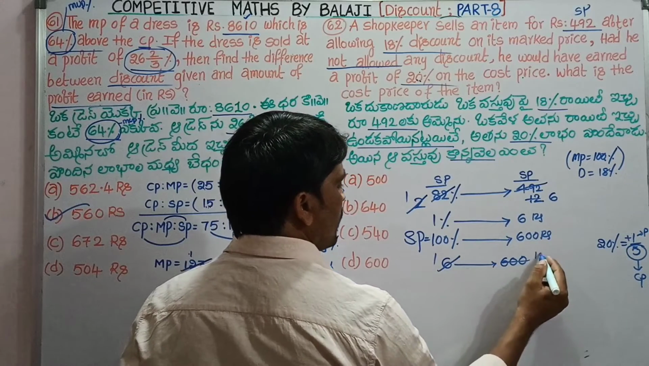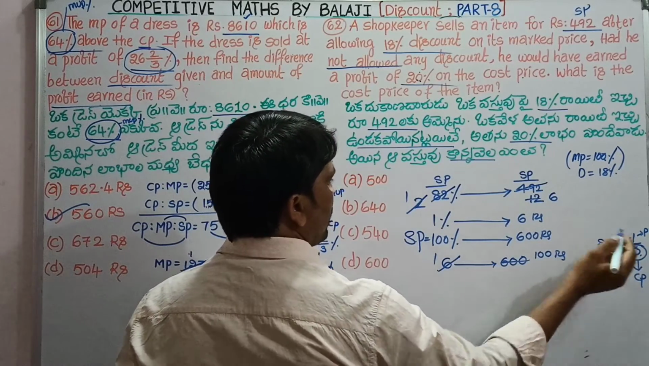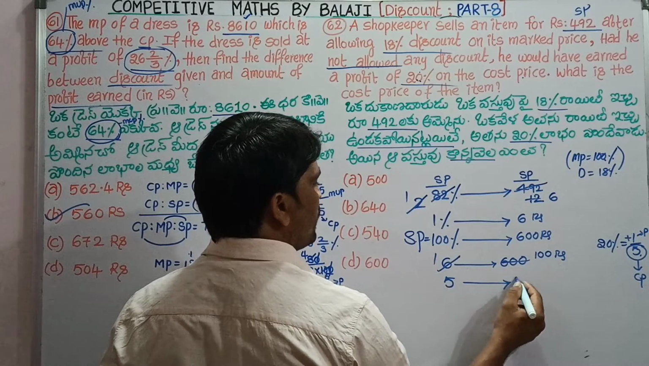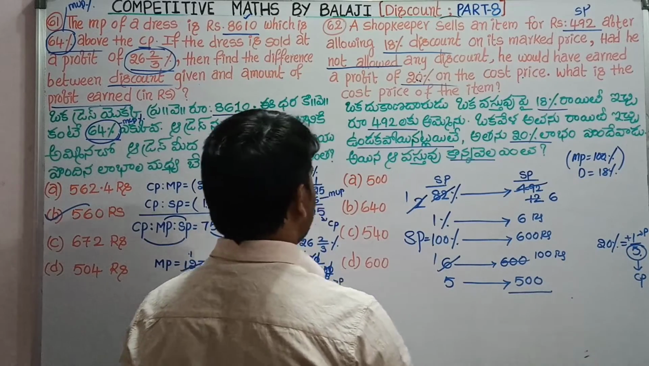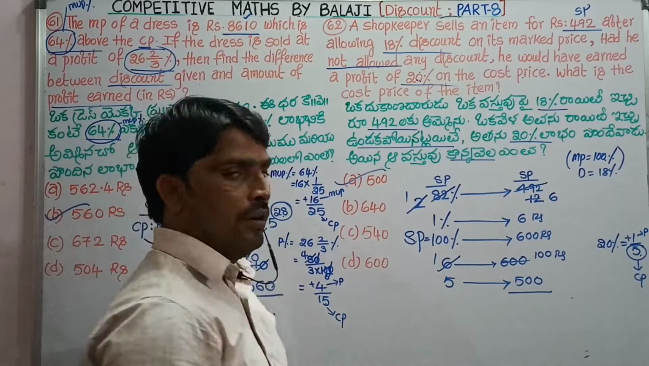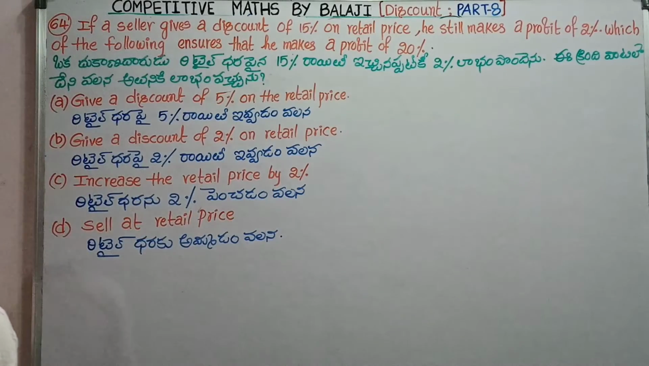Then 1 unit value is 100 rupees. We have to find cost price. Cost price is 5 units. 5 units value is 500. So answer is A. Next question, 64.